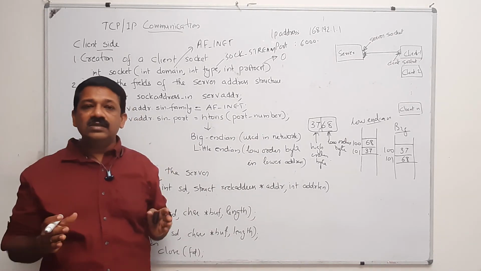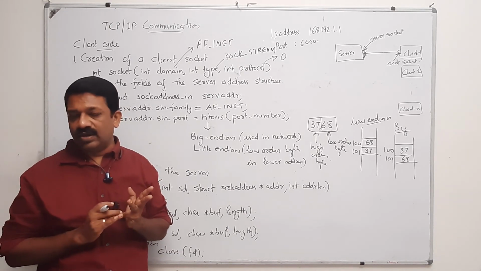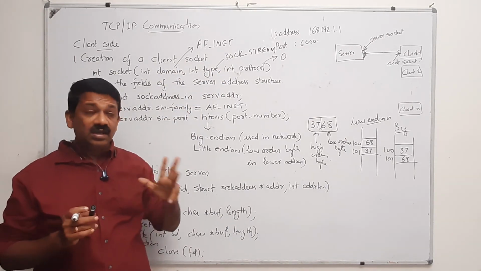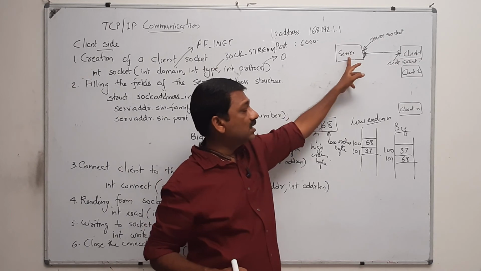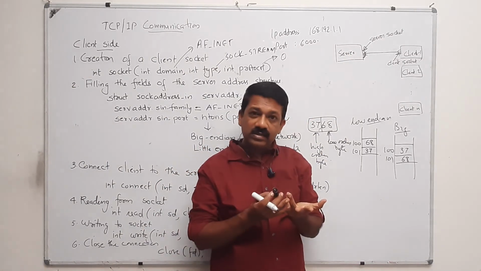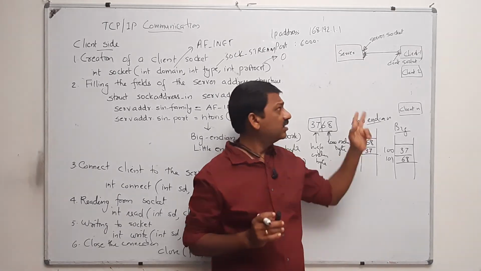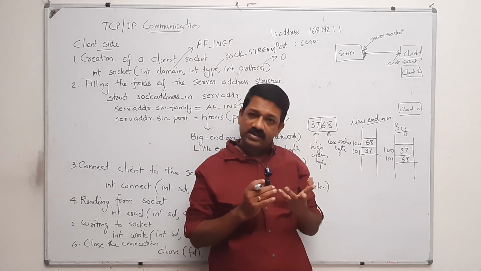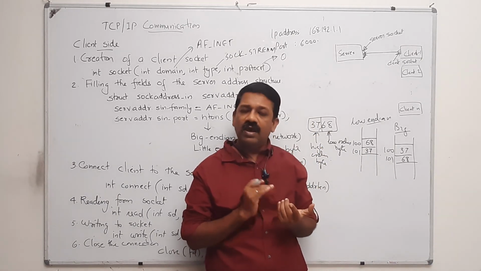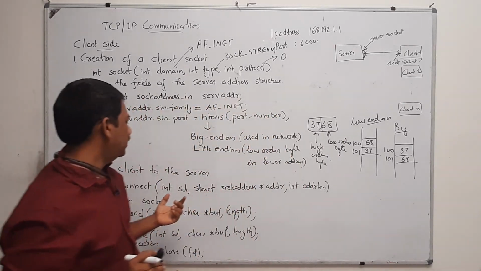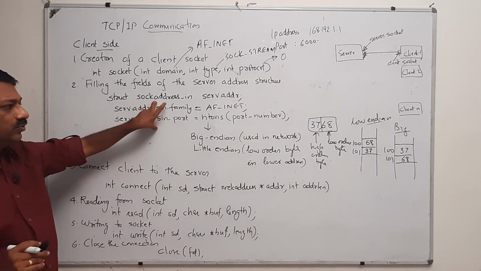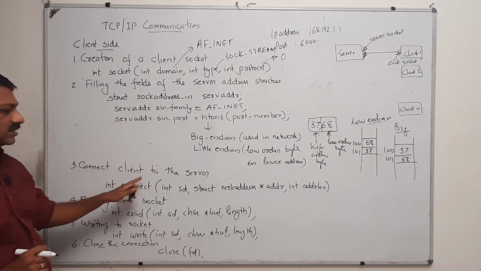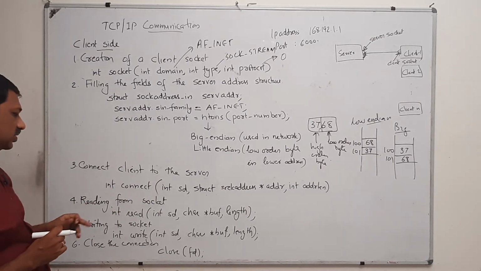Now, what are the steps you have done? Initially, you have created a socket. For that, you need the domain, type, and the protocol used. Then, on the server side, you have to create the server IP address. That means here you have a socket address structure for the server, and the server address you have to fill up. Then the server port you have to fill up. These are the two things you have to do, and the family also you have to specify. And after that, connect the client to the server using int connect.